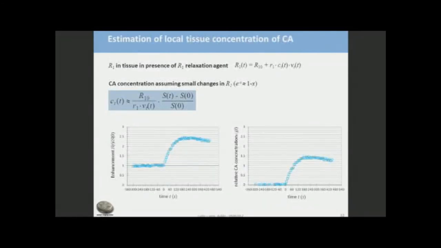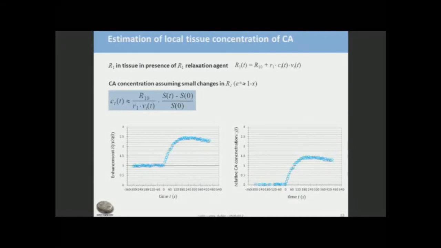So if you would now like to translate information from an MR image, which is the enhancement of the signal, into concentrations, it depends which sequence you are using. If you use a T1 weighted sequence, then this is the formula which you can use in first approximation. It's actually valid for small changes in relaxivity, which is not always the case. Then it's essentially just a subtraction.